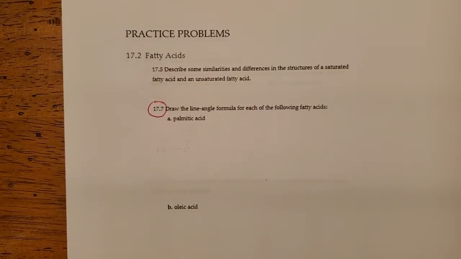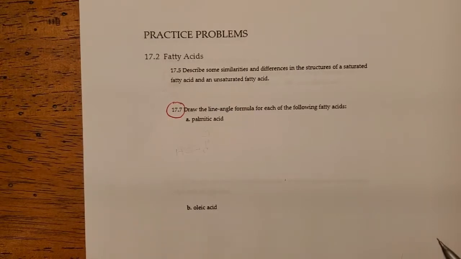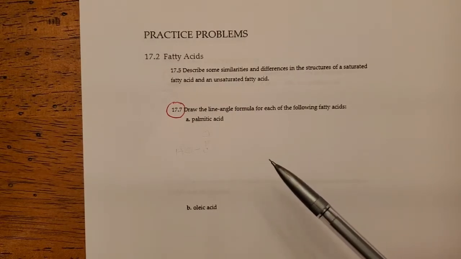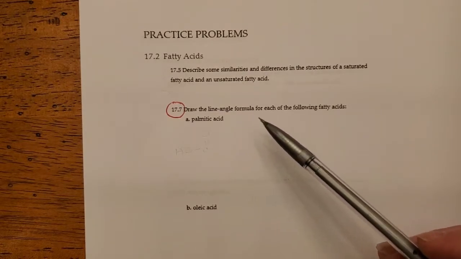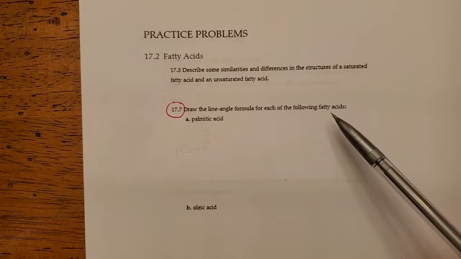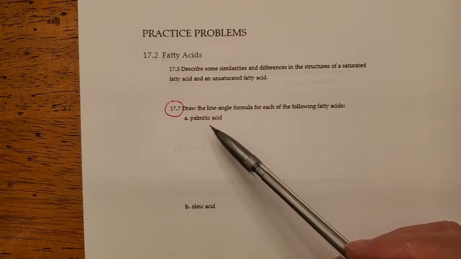Okay, I thought I'd give you a little bit of help with your homework from chapter 17. I'm not going to do all of these, but some of the more difficult ones, as in number 17.7: draw the line angle formula for each of the following fatty acids. So, let's do palmitate.